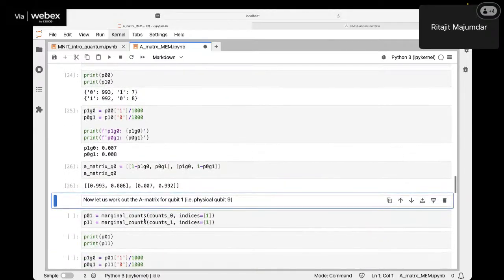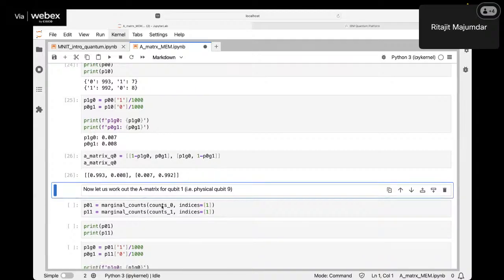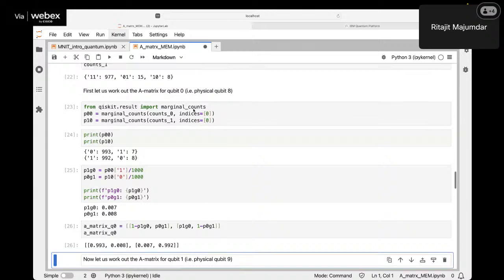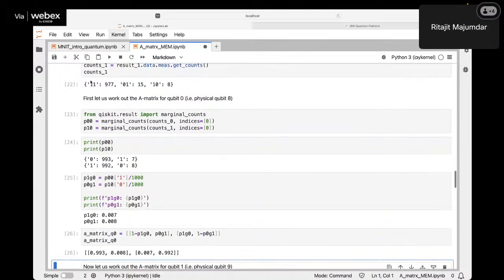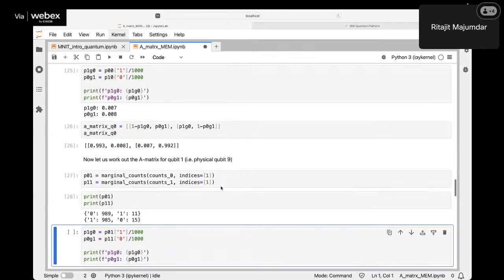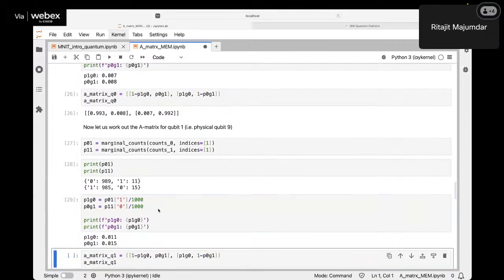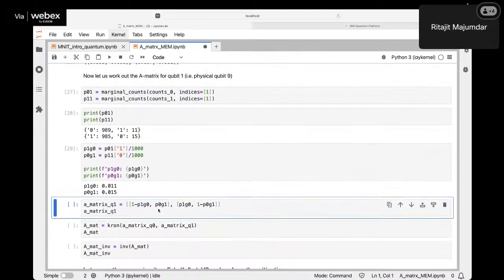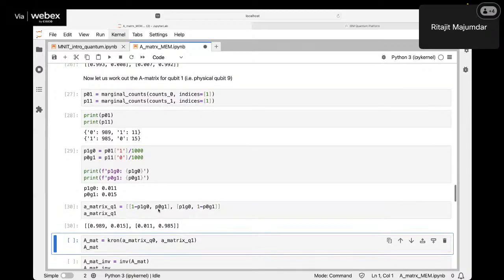Awesome. We can do the same for qubit 1. It will be exactly the same. Here I was saying marginalize over index 0. Here I will say marginalize over index 1. That's what I have done. So similarly, you get the probability of 1 given 0 and 0 given 1 for qubit 2. And you get the A matrix.